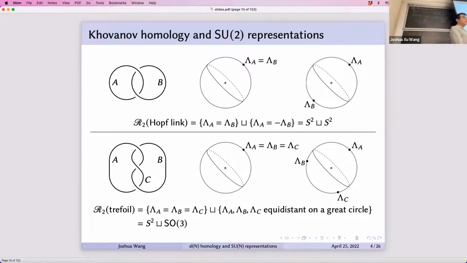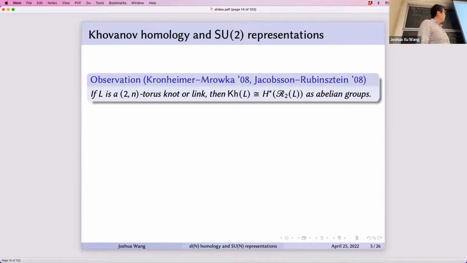You can think of it fairly concretely. And the observation I wanted to tell you about is that if you look at the 2n torus knots and links, and you look at this representation space, and then take the cohomology, it coincides with the Khovanov homology of the link. And they coincide as abelian groups. So over Z, they also coincide for any coefficient ring. And you can say something about gradings, but it's a little bit complicated, so I'm going to ignore gradings for this talk.